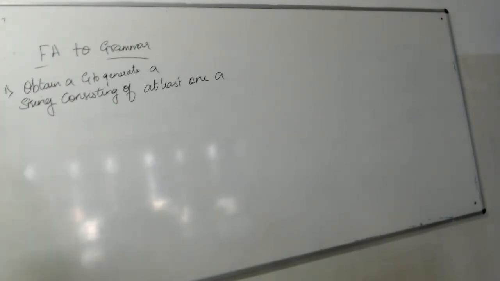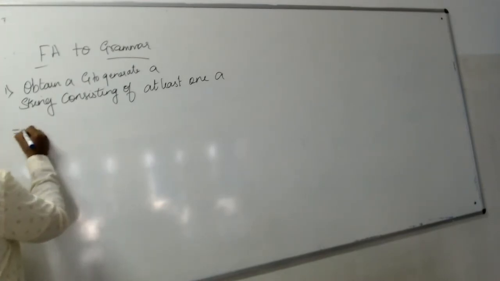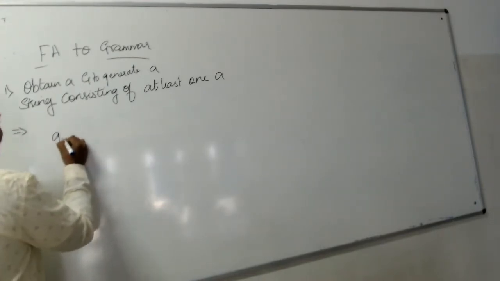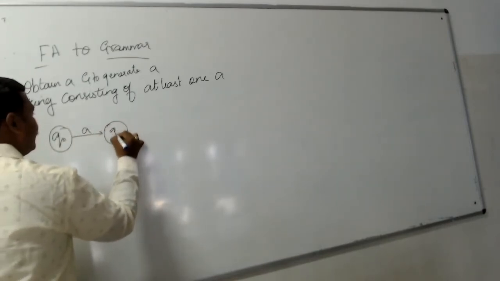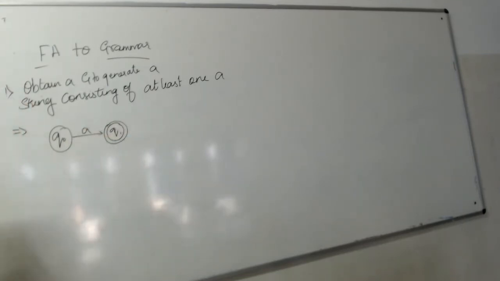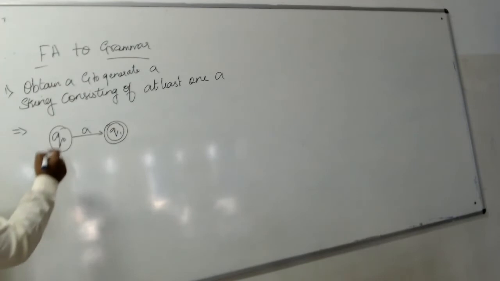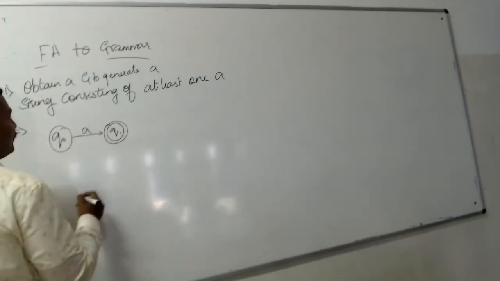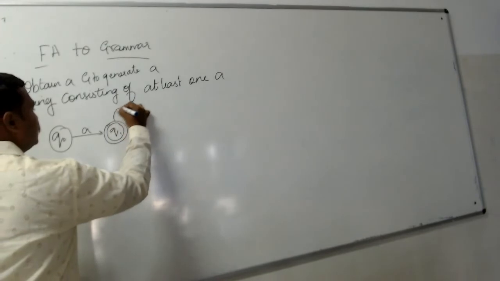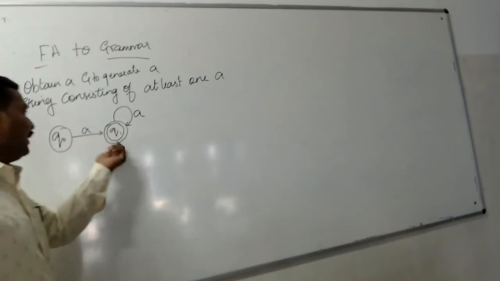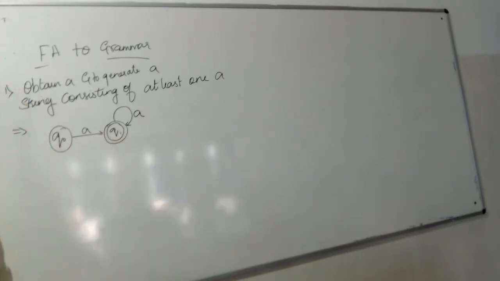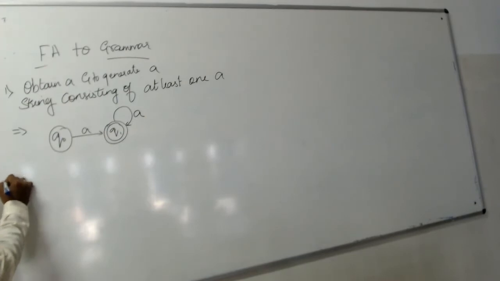So at least one A, we'll write a DFA for it. So I have my starting state q0, upon A it should go into q1, which acts as a final state. Right? So from q0 I have a transition to q1 on A. So at least 1 A, and any number of A's after that is also allowed. So for this we'll write a production grammar.